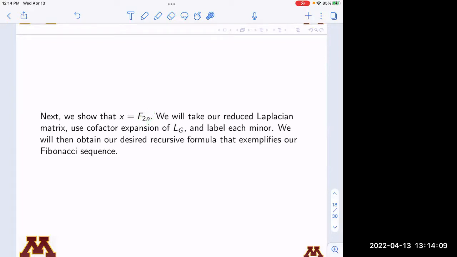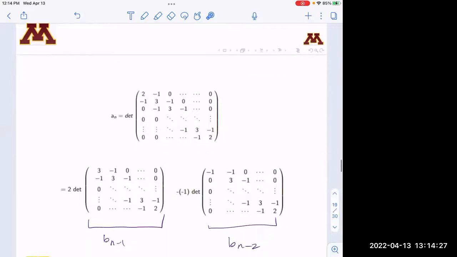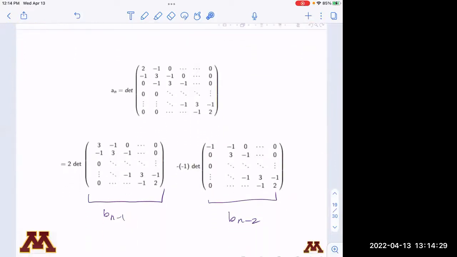So we take our reduced Laplacian matrix, and then we do cofactor expansion, and we label each minor. Then we observe that we have a recursive formula that exemplifies our sequence. We have our reduced Laplacian, we take that determinant, and then the first cofactor expansion gives us 2 times b_(n-1) minus a_(n-1), the determinant of b_(n-2).